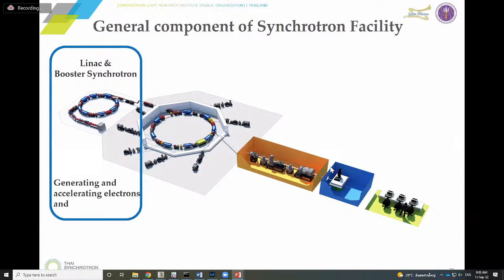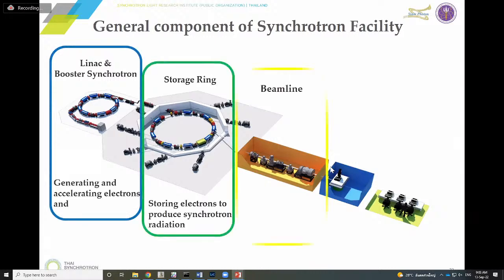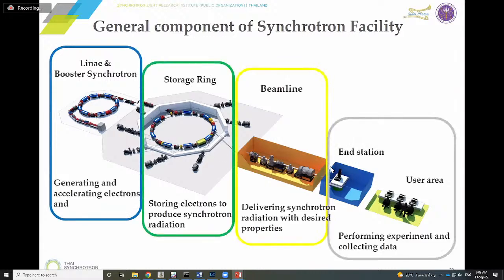So via the graphic like this, we mentioned the booster ring and storage ring already. And then when you deliver the synchrotron through the optic elements, we call it beam lines. And you have the end station and user area to prepare the sample and put the sample here at the end station.